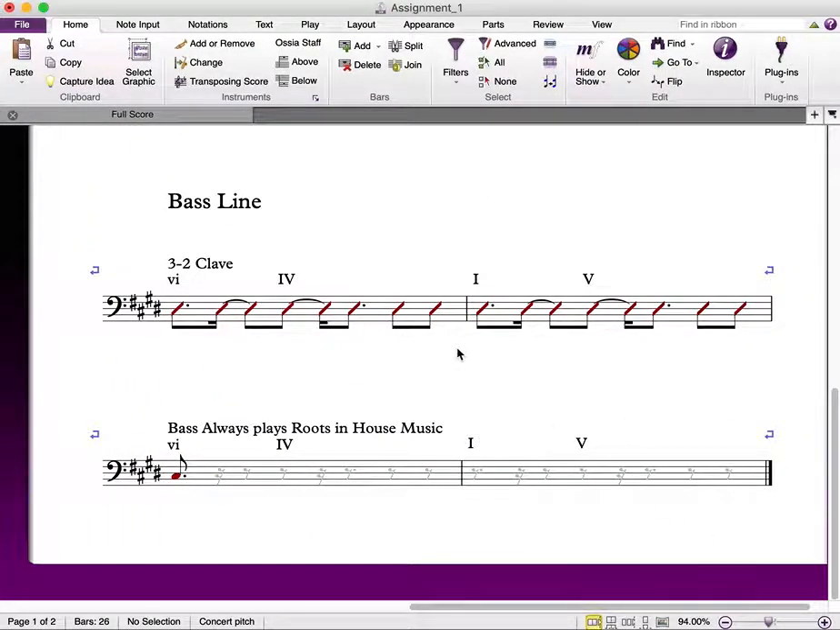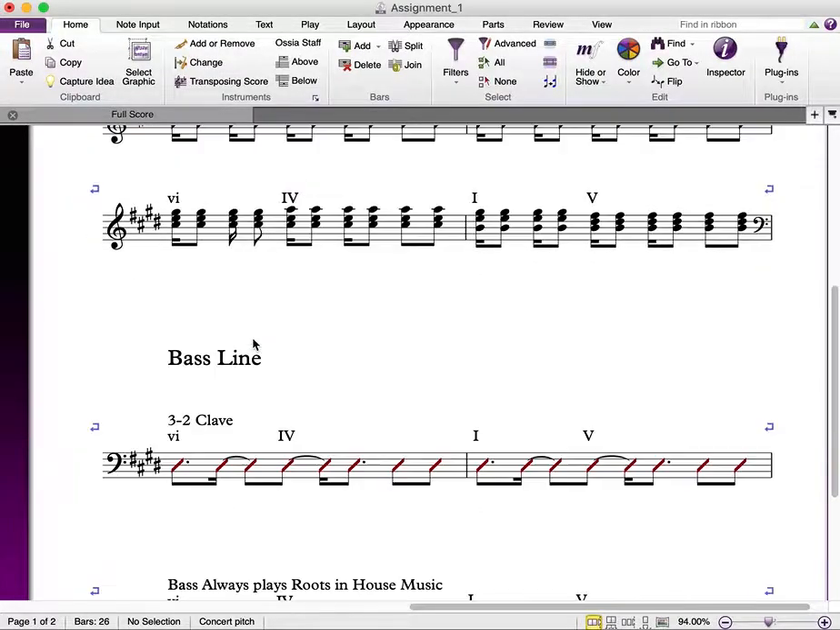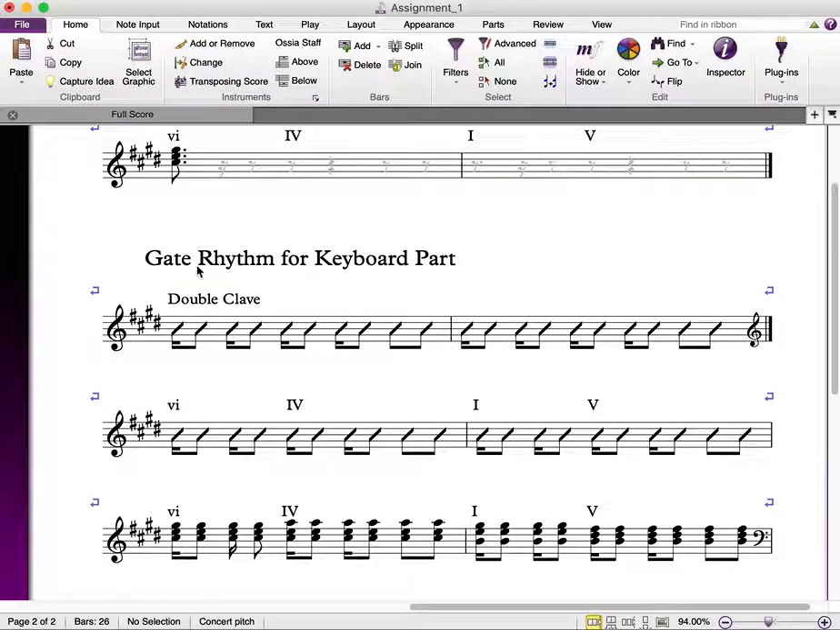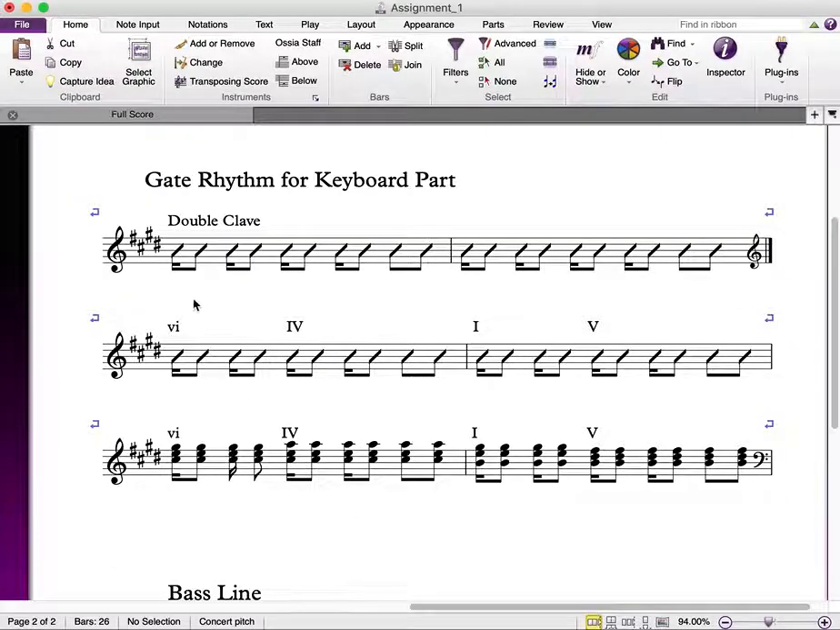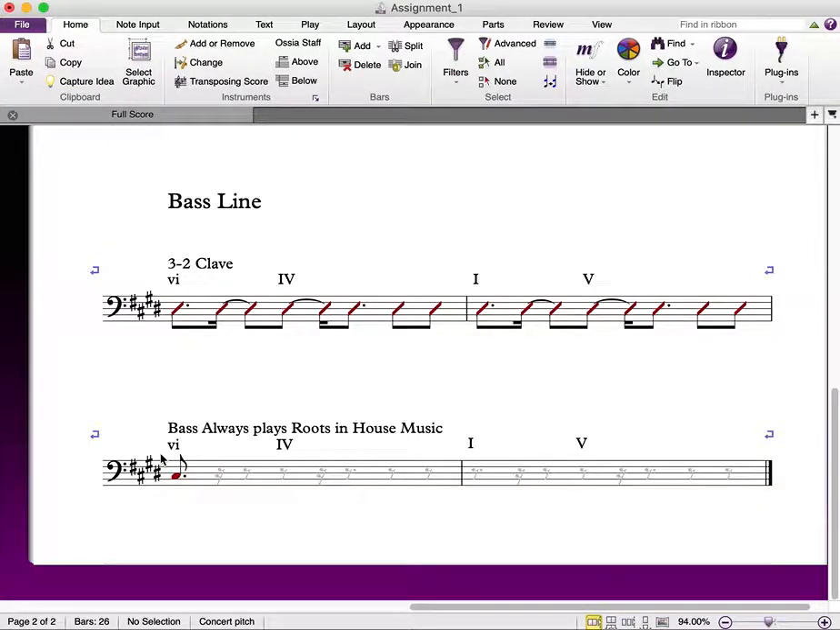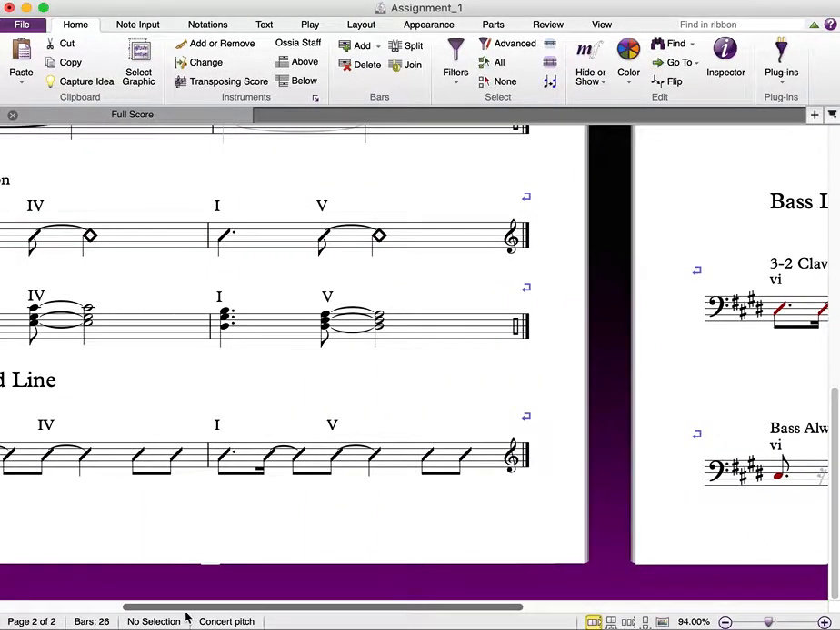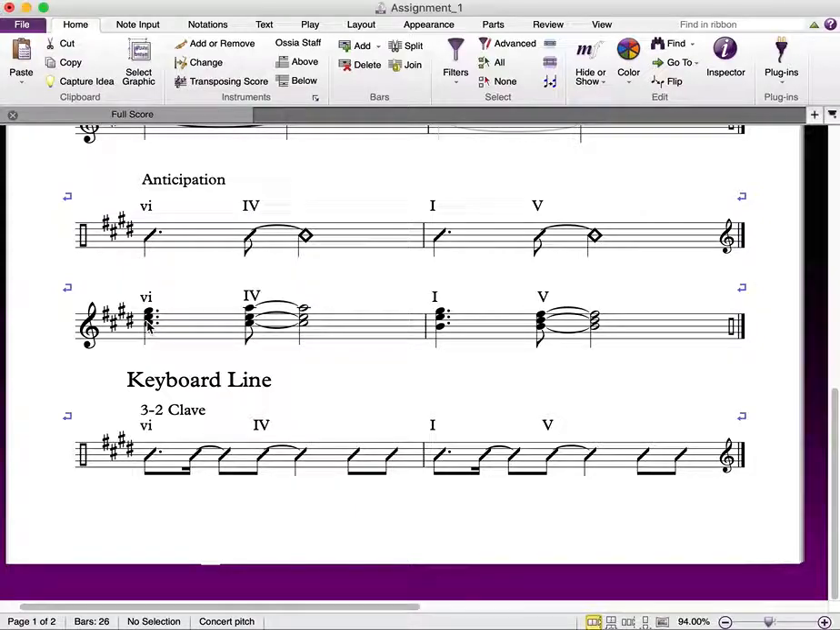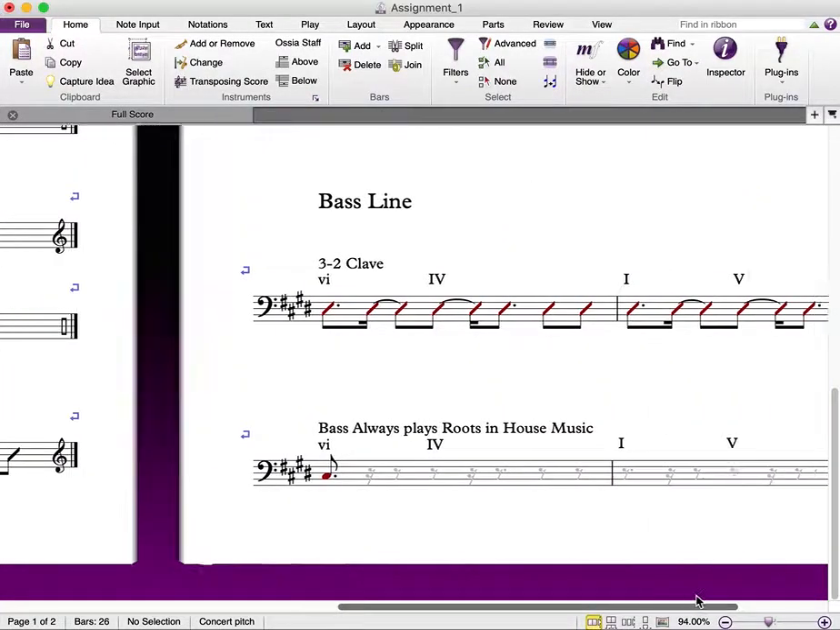The other thing I want to talk about is this bass part. We'll come back to this. This is the double clave that we will use for our keyboard gate instrument. Da da da da da da da da da da. Okay, but let's look at our bass line. What I need are the roots. It's almost the same as what we saw here, but we would be calling out for the roots of these chords.